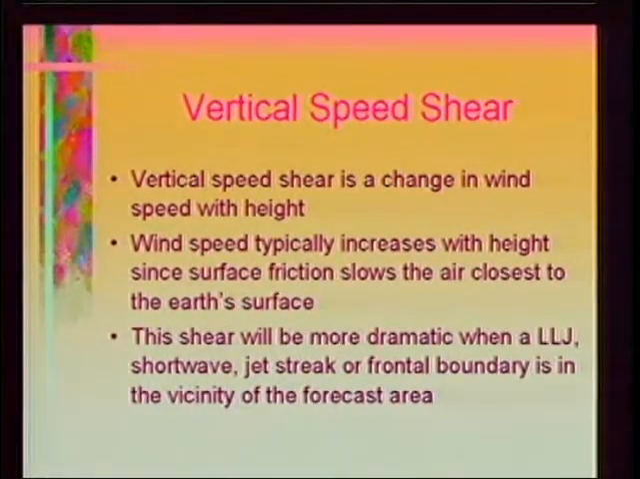We'll look at vertical speed shear. Vertical speed shear is a change in wind speed with height. So far we've looked at how the wind speed and direction changes at the surface or on a constant pressure surface. In this situation, we're looking at how it changes with height. Wind speed typically increases with height since surface friction slows the air closest to the Earth's surface. This vertical shear will be more dramatic when a low-level jet, shortwave, jet streak, or frontal boundary is in the vicinity of the forecast area.